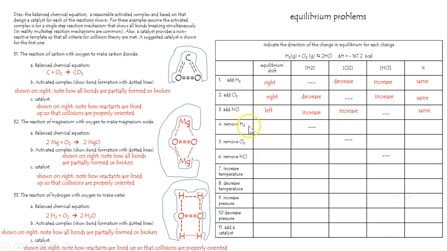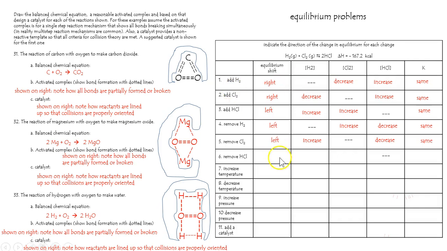Removing things. Removing hydrogen creates a hole there, if you will. At least that's how I think about it. Shifting things to the left, thus increasing the concentration of chlorine, decreasing the concentration of the reactant hydrochloric acid while not affecting K. Removing chlorine, same deal. It's a reactant, so shifts things to the left while increasing hydrogen, decreasing hydrochloric acid, keeping K the same.